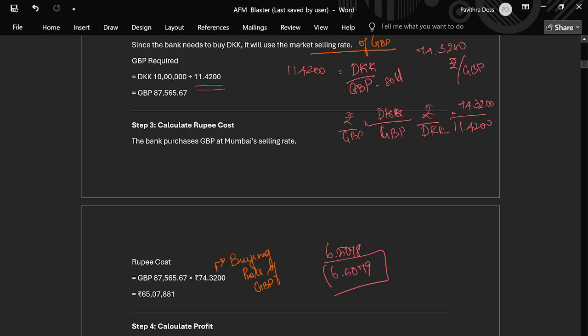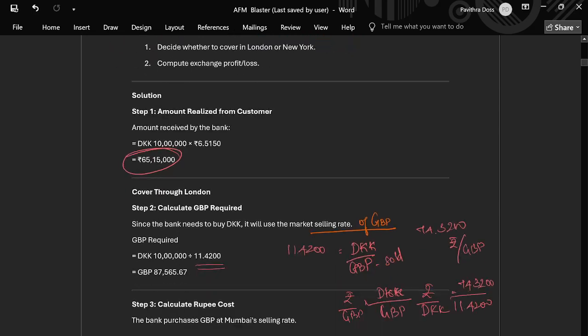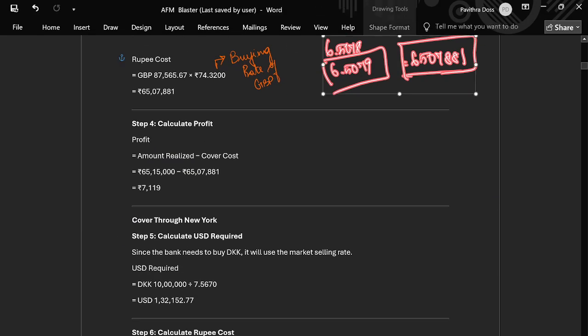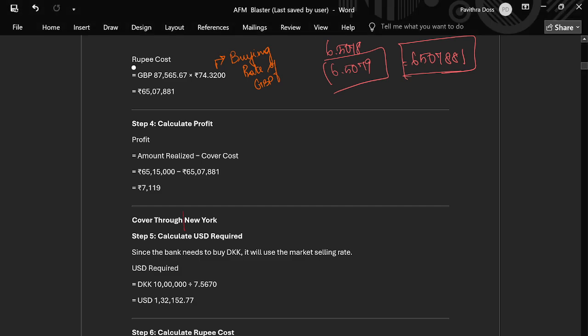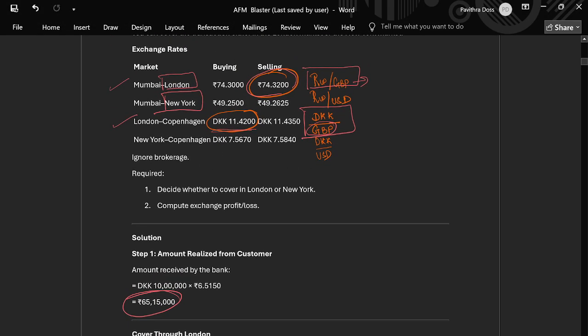So now we will multiply by 10 lakh. It comes to about 650,788.1. So this is what we will have to pay. Now this is with regard to the London route. Now when we talk about the next path that is there for us, we will take it up for the New York route. So here also the same process we are going to repeat.